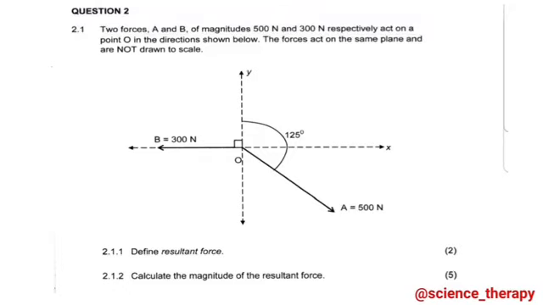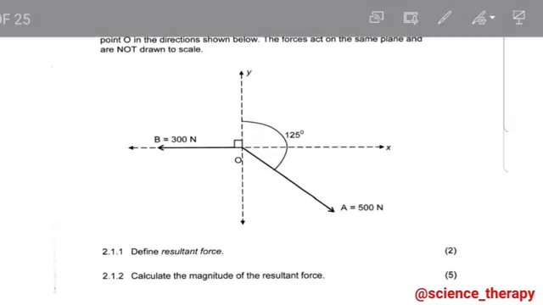Now let's look at the third one. It says two forces A and B of magnitudes 500N and 300N respectively act on a point O in the directions shown below. The forces act on the same plane and are not drawn to scale. Now 2.1.1 says, define resultant force. Again, what is your resultant force? A single force that has the same effect as two or more other forces added together.